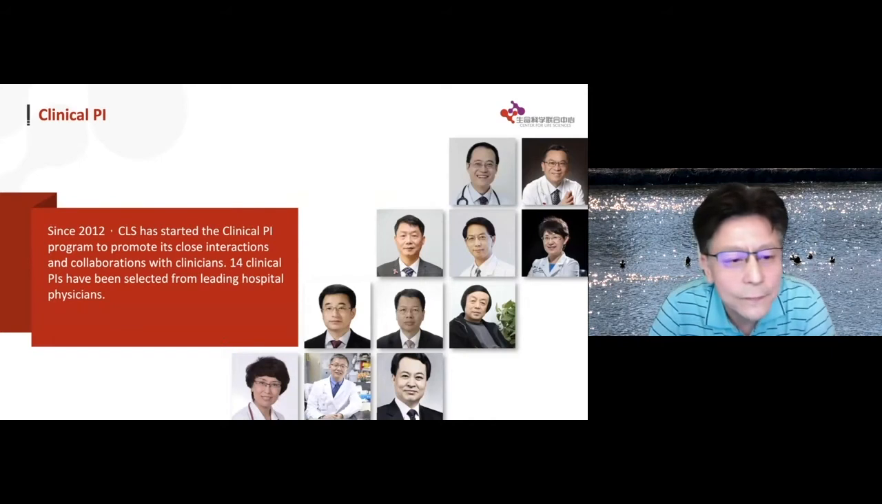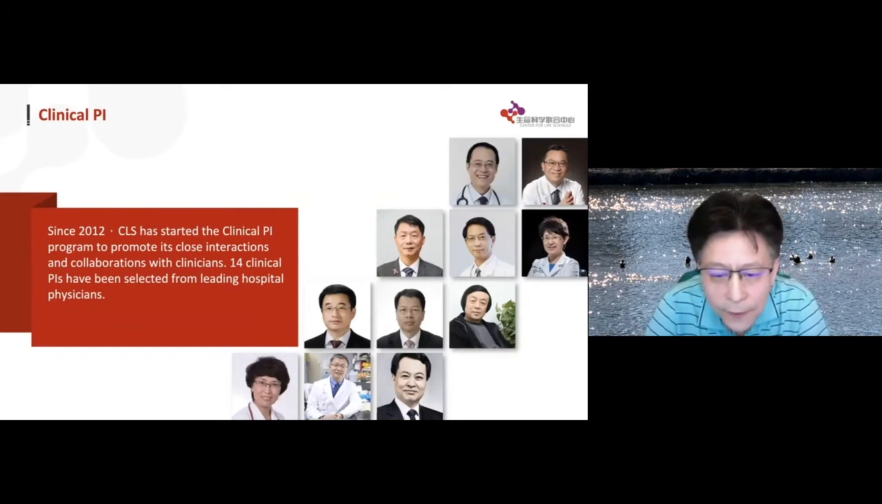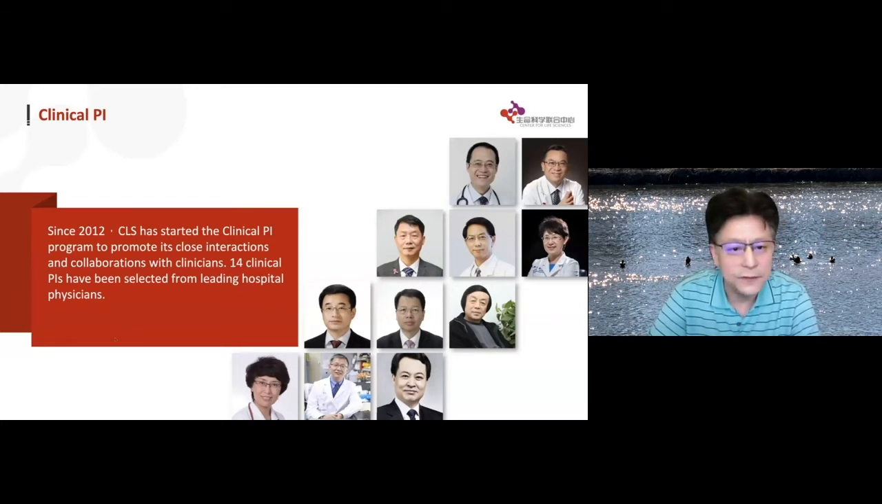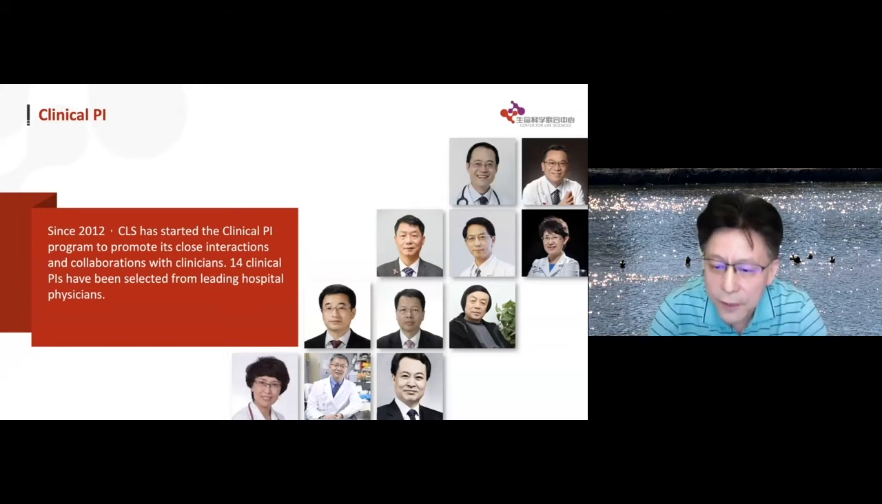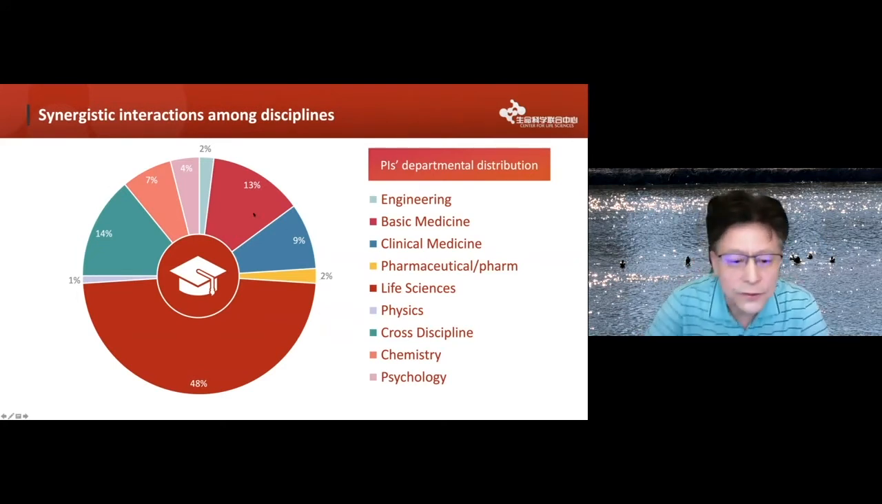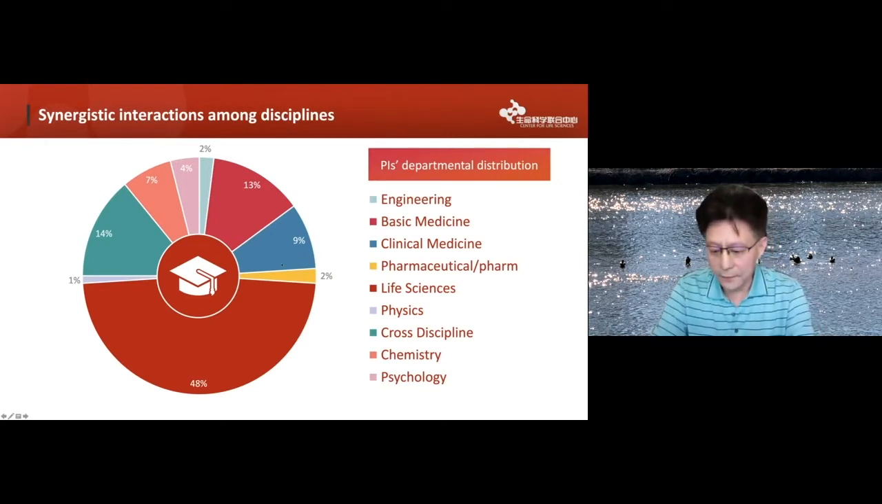Okay, so to foster the collaboration between medical scientists, clinicians, with basic scientists, we also started a clinical PI program soon after the center was established. So now we have 14 clinical PIs, and they are all physicians, clinicians in the hospitals associated with Peking University and Tsinghua University. And the PIs are really multidisciplinary. And this is a distribution among different departments and colleges. As you can see, less than 50% are in life sciences, and all the others are in all kinds of different disciplines and departments.